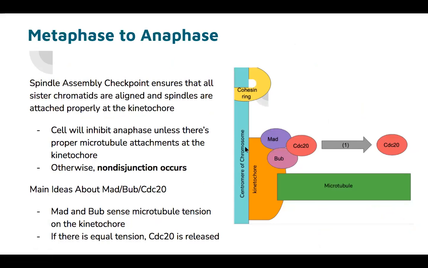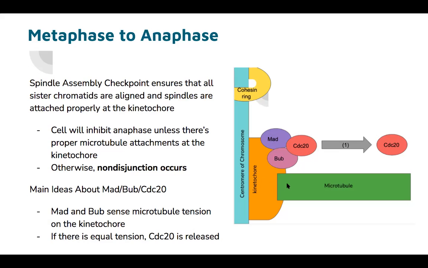So over here, this is right at the centromere and the kinetochore. So when Mad and Bub sense equal tension on both sides, that will signal. So it's like this is one complex. And when Mad and Bub are sensing equal tension on both sides, wait, is it equal tension on both sides, or is it just tension that it's attached to the microtubule? I feel like I always get that confused.